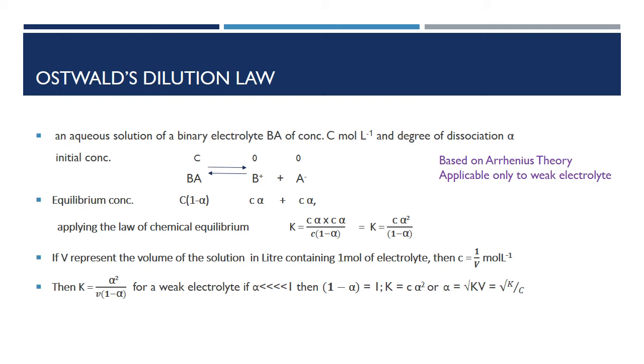Applying the law of chemical equilibrium, K is equal to C alpha squared divided by (1 - alpha). If V represents the volume of the solution in liters containing 1 mole of an electrolyte, then C is equal to 1/V moles per liter. Substituting this in the previous equation, if the degree of dissociation alpha is very small, then 1 - alpha will tend to 1. In other words, K is equal to C alpha squared, or alpha is equal to root of KV, or alpha is equal to the square root of K by C.